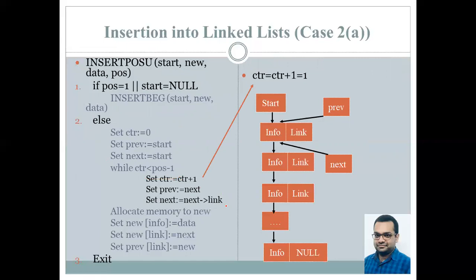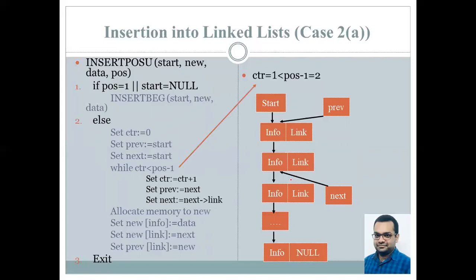Now counter will be incremented. The value of previous will be set to next, which in the first step will make no change to previous, because next is also pointing over here only. And next will now be incremented to point to the next link. So now you can see there's a shift in the position of next. Next was earlier pointing over here. Now it has started pointing to the next node in the linked list.